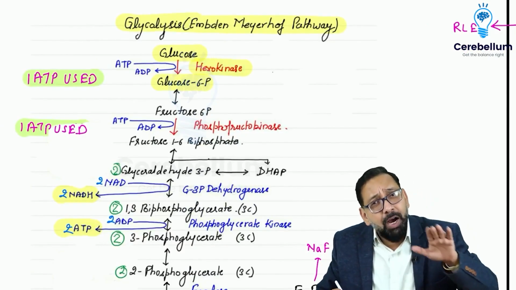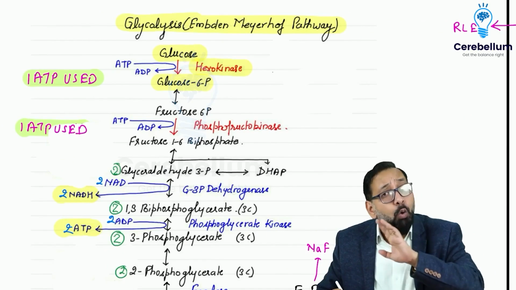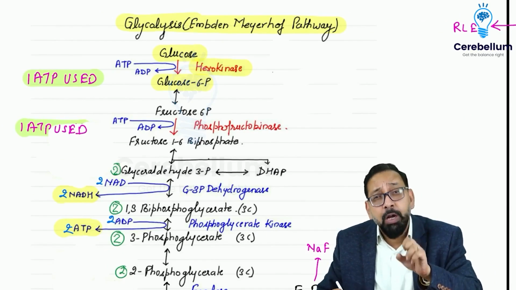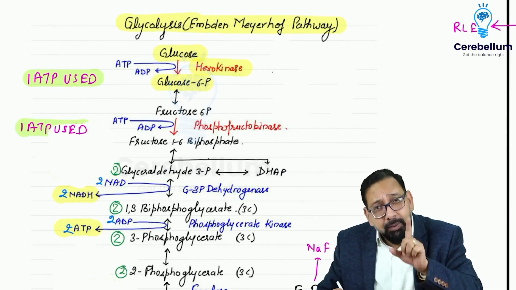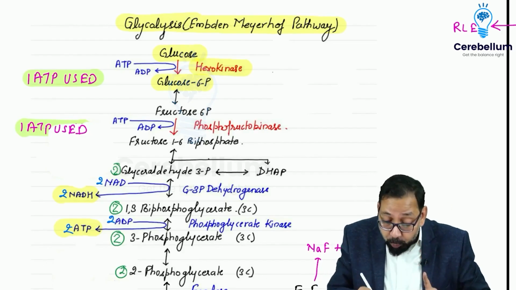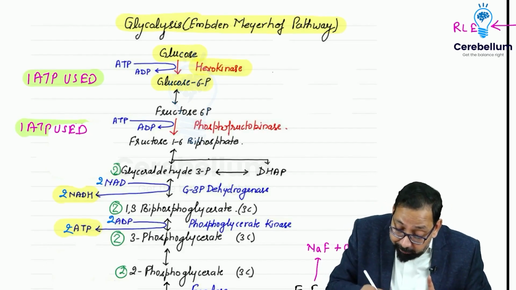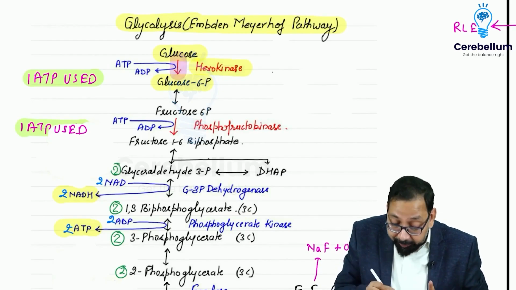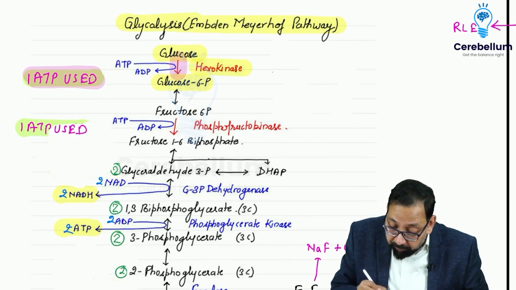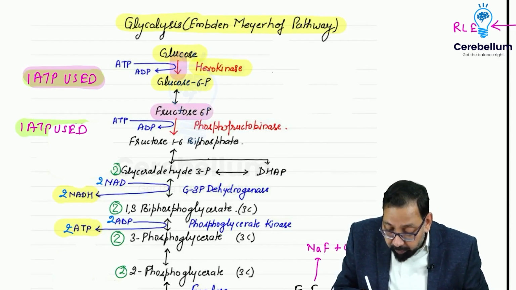All kinases are transferase. First question. All kinases require magnesium as cofactor. Second question. Whenever kinase is there, either ATP is used or ATP is produced. So hexokinase catalyzes an irreversible reaction, and in this, one ATP is used. Glucose is converted to glucose 6-phosphate.